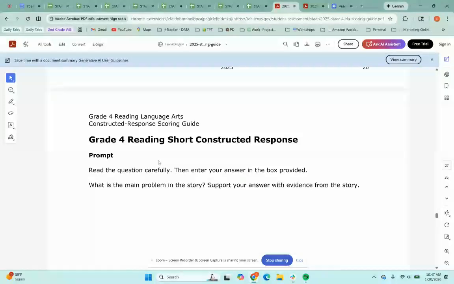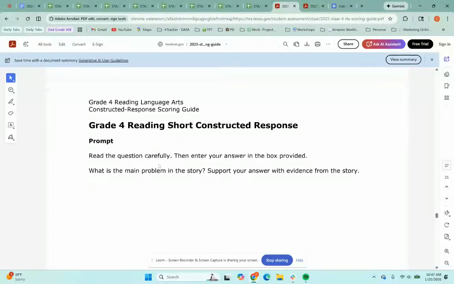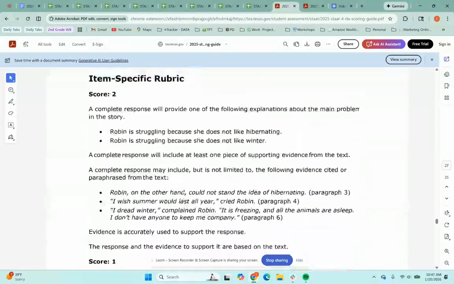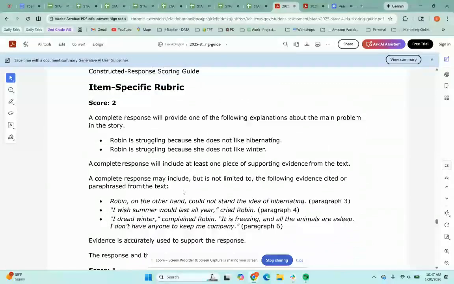The only thing they need to do to get the 2 points is answer this question, what is the problem? And give evidence of the problem that is relevant. That's all they need to do for the 2 points. Let's look at some examples. If you scroll down, this is called an item-specific rubric. And this is going to show you exactly what they would need to have in their answer.